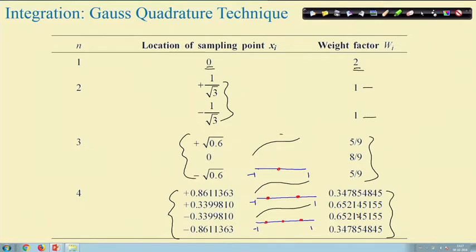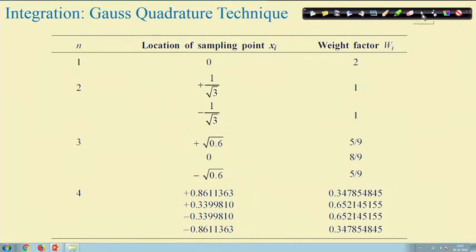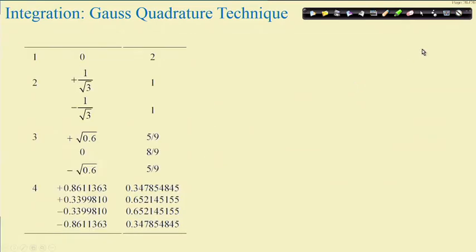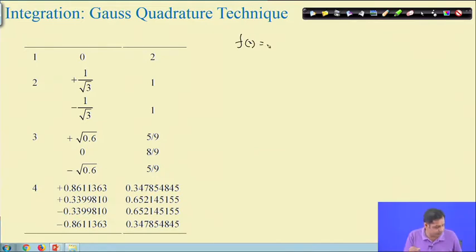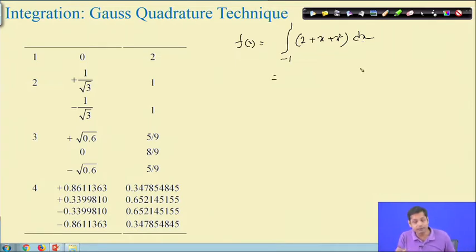Now, if I have to give you an example, suppose we take the integration over -1 to 1 of (2 + x²) dx. If we integrate it in closed form, the solution we get is 4.6667. This is the closed form solution of this integration.